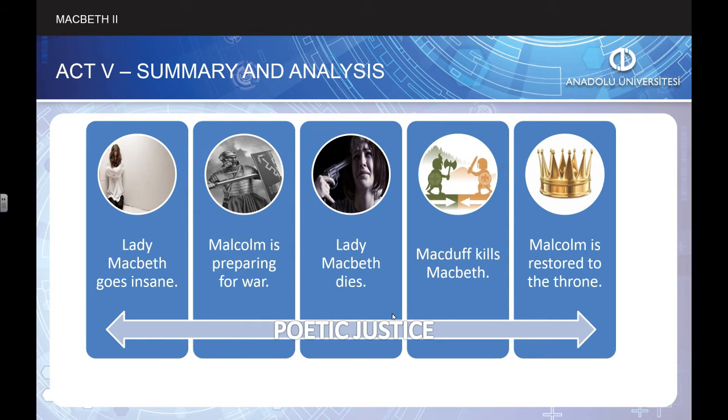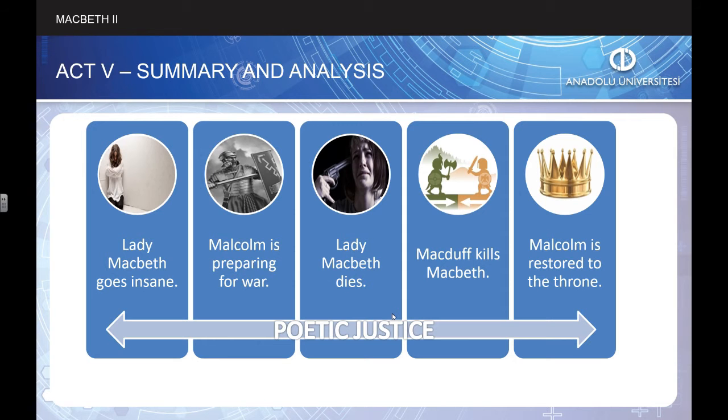The last act begins with Lady Macbeth losing her sanity. She walks in her sleep and acts as if she is washing her hands. The ones around her are very anxious about her well-being. Here, the guilt of Lady Macbeth overcomes her, and the blood that she feels on her hands symbolizes her guilty conscience. The second scene prepares the upcoming war against Macbeth.